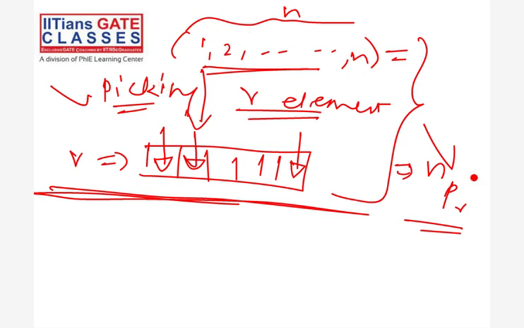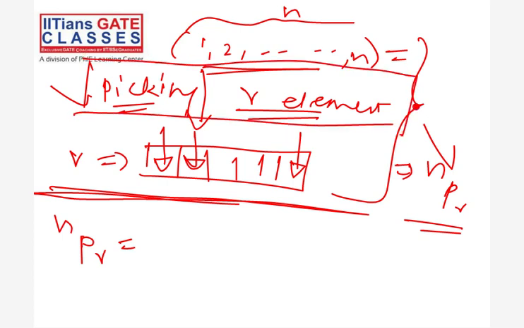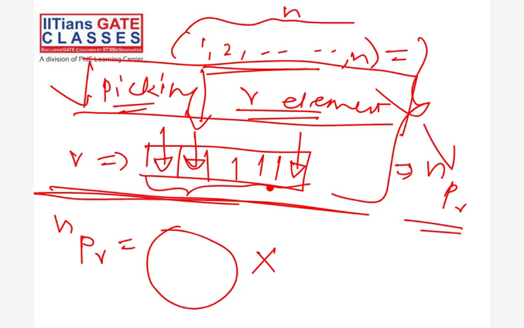Now one thing you can see is that this nPr is basically a sequence of two tasks. The first task is, you pick r elements. Let's assume there is some formula that picks our elements. After picking r elements, we also have to arrange those r elements, and we already know how many ways there are to arrange r elements. That is r factorial.